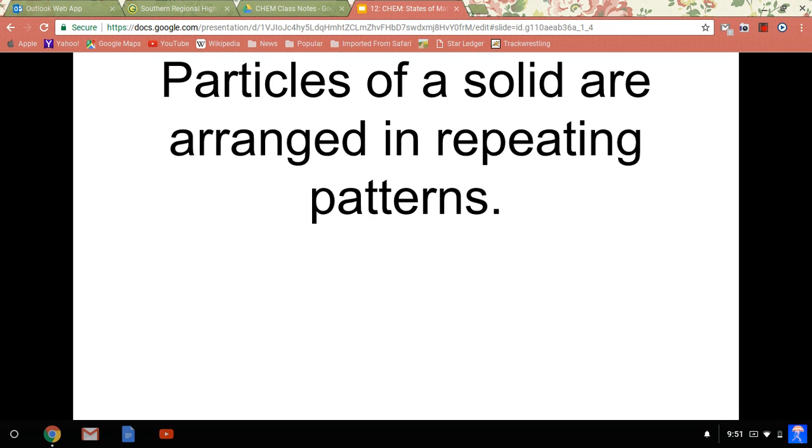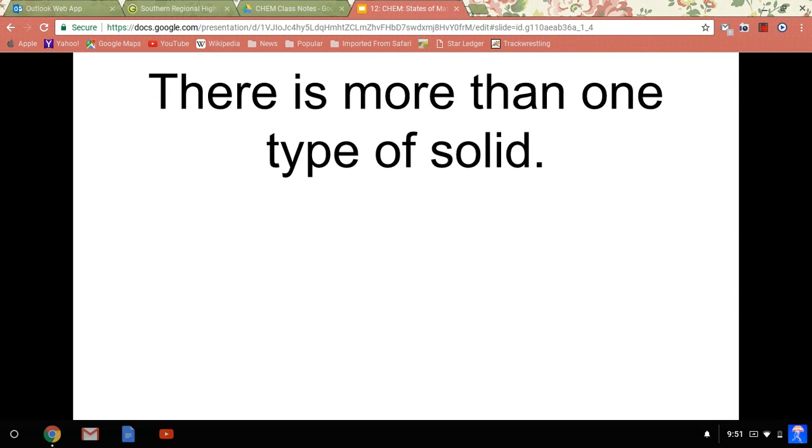Particles of a solid are arranged in repeating patterns. This one, false. This is sometimes true, sometimes false, so it's not always true. So false is going to be our answer. There is more than one type of solid. Going back to what that last one just was, this is true, and we're going to be talking about those in a little bit as well.